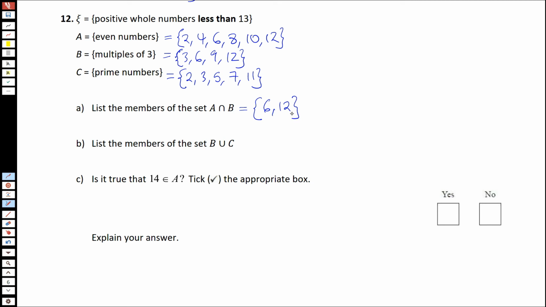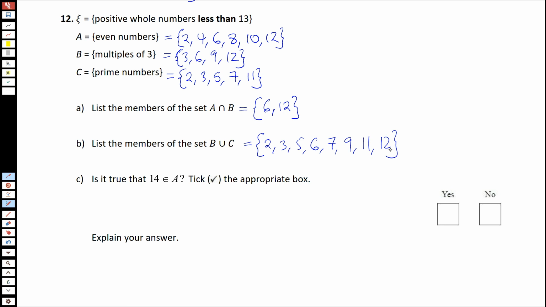And then list the members of the set B or C. So that means everything contained in B and C. We'll list everything. So that will be 2, 3, 5, 6, 7. We have 9. We have 11 and 12.